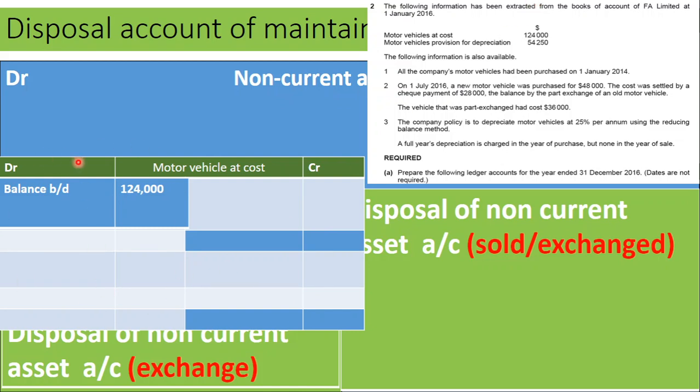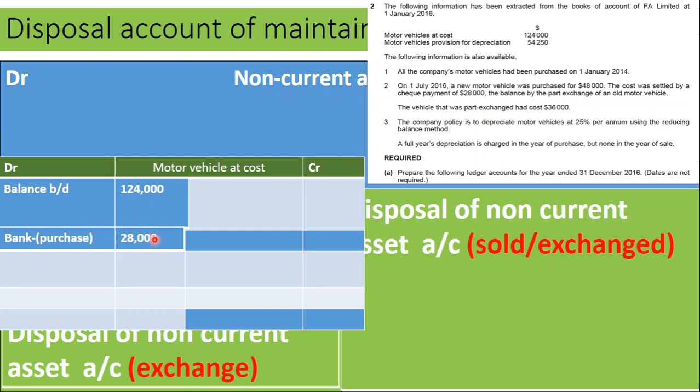Now the other thing we need to add here is if there's any addition, that is purchase. So let's find out where the question says about purchase here. All the company's motor vehicles had been purchased in 1/2014, so we don't need to do anything about this. Let's go further. On July 2016, a new motor vehicle was purchased for 48,000. Here it is. Since we're doing it for 2016, there's a purchase, so we need to add this. So we write bank, in the bracket we write purchase. You can simply write bank, you don't have to indicate this, but for you to understand, I have written purchase here. So it was purchased for 48,000, but the payment was made by check, 28,000.